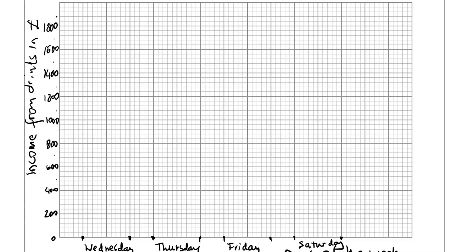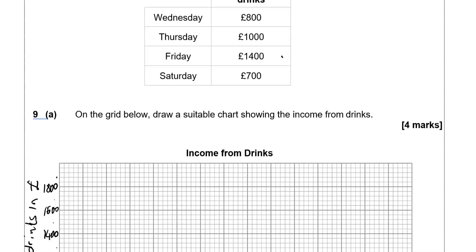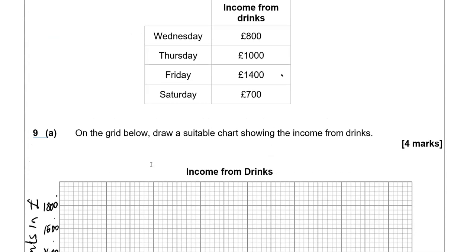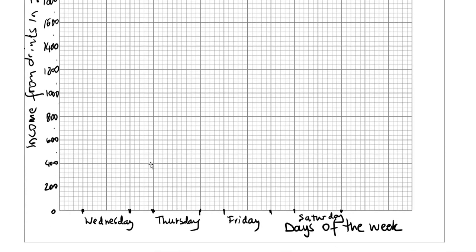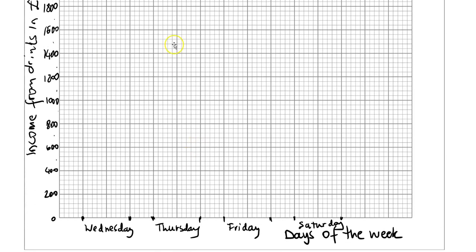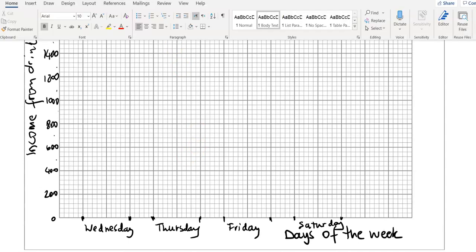And we can stop there because we don't need any more. So for Wednesday, we'll go up to 800, Thursday 1000, Friday 1400, and Saturday 700. I'm going to use a shape to show the bars, but when you do this on paper, you can just use a ruler and a pencil.